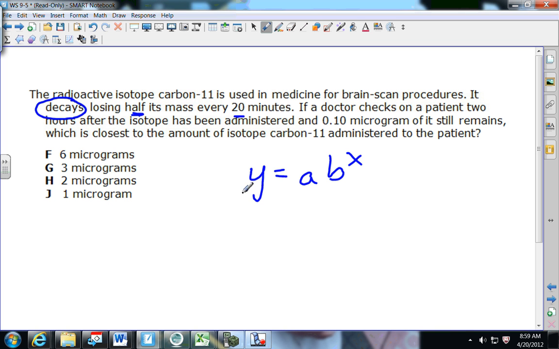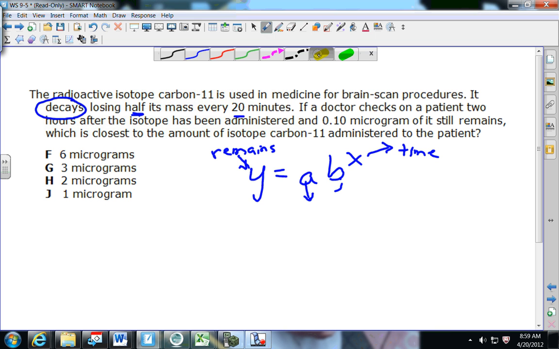Okay. This is how much remains. This is the time. This is the initial amount. We're trying to find the initial amount. We're trying to find this right here. So first off, it says that there's 0.10 still remaining. 0.10 still remains. I'm trying to find this amount.